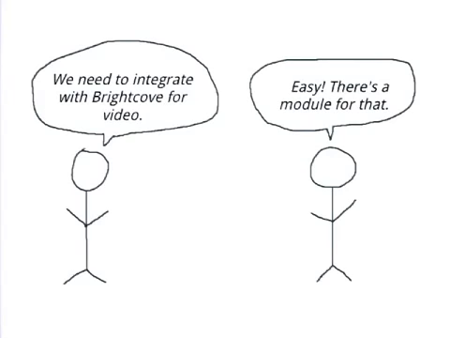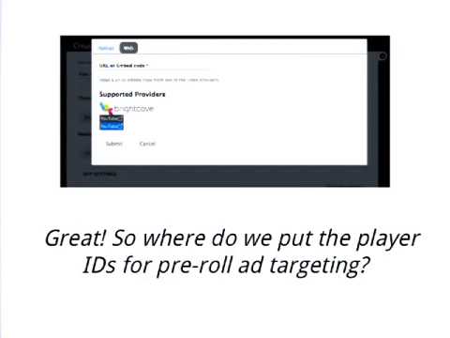The classic example that we see is, this is just a quick example, the client says we need to integrate video with Brightcove. That's our video provider, so we just need to get Brightcove video on our Drupal site. We say, no problem, there's a module for that. This will be an hour, easy, great. Then you deliver, and they say, right, this is fine, but we need to put our player IDs in to target our pre-roll ads. And you say, okay, well, the module doesn't actually do that. We can do it, but it's actually going to take 10 hours instead of 1 hour. So 10 times as long as we said.